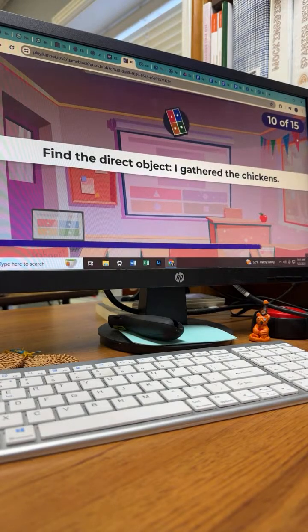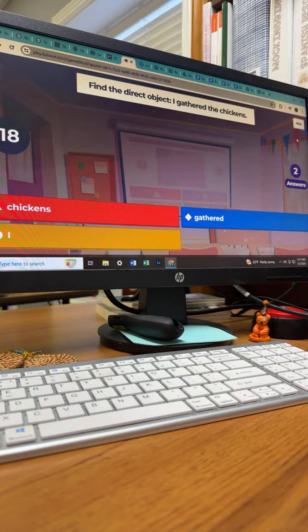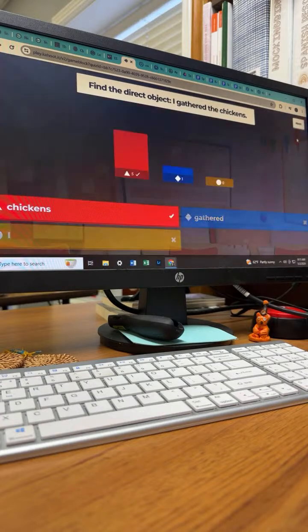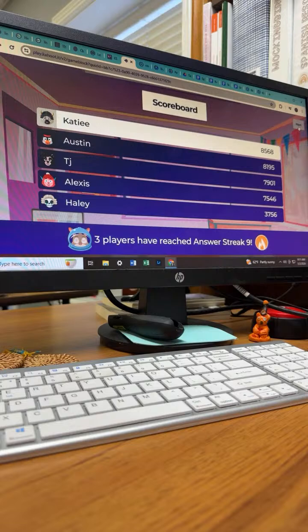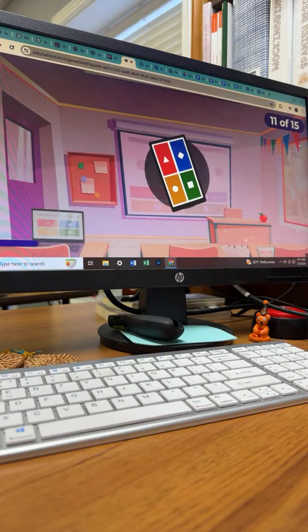I gathered the chickens. This one should be easy. Everybody's gonna get this. I cook this all the time. Gathered is the verb. So what are you gathering? You're gathering the chickens. So the chickens are the direct objects.